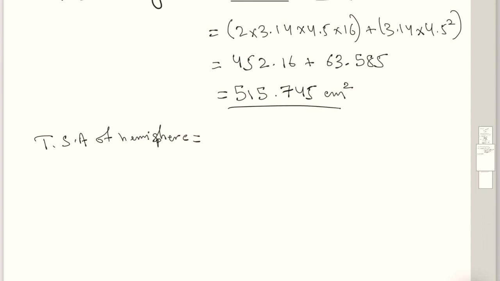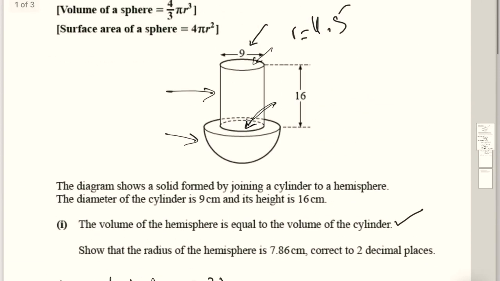Now there are two parts to a hemisphere. One is the curved part and the other is the circular ring. Okay. The curved part is this. The circular ring is this.